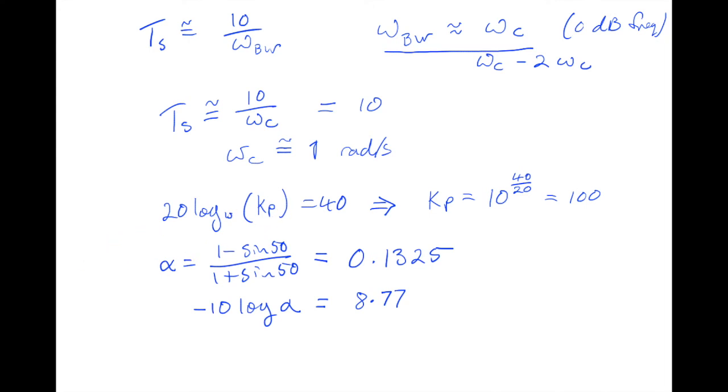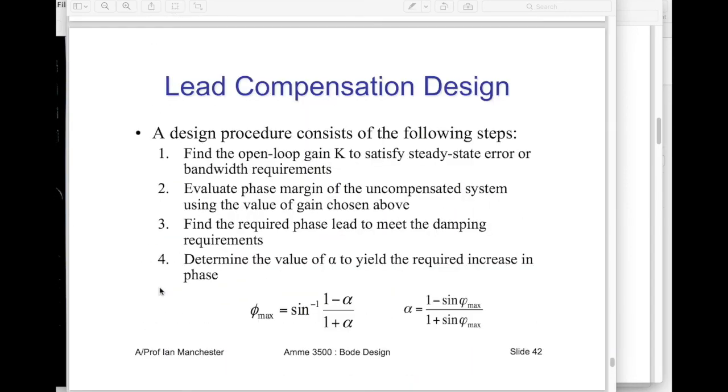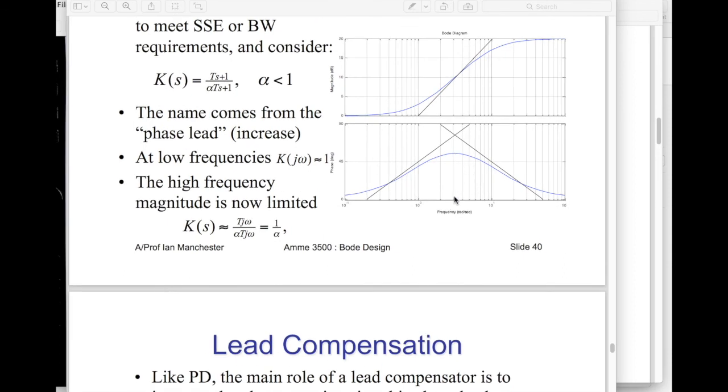That means that when I look back here, at whatever frequency I choose to boost my phase by, the magnitude will also go up by 8.77. So for this sketch here, it looks like it was 10, but for our particular value of alpha, the gain, the magnitude at that central frequency will go up by 8.77.